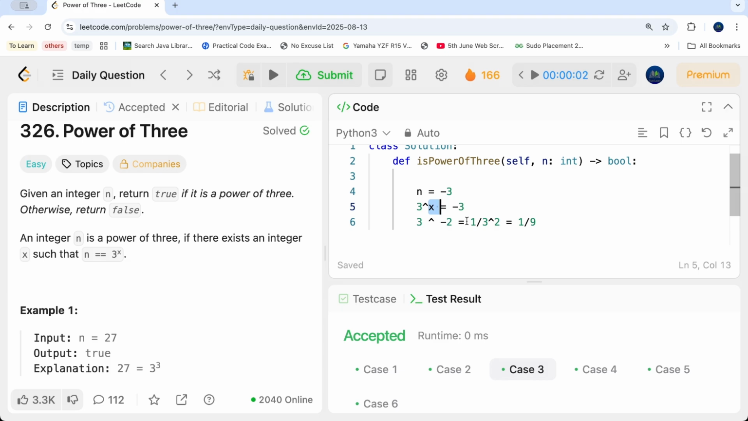So there exists no integer x such that 3 to power x will be less than or equal to 0. Even if the value of x is equal to 0, the first number which will be a power of 3 will be equal to 1. 3 to power 0 is 1, right? So first of all what we can do is we can say if n is less than or equal to 0, then in this case we need to return false.